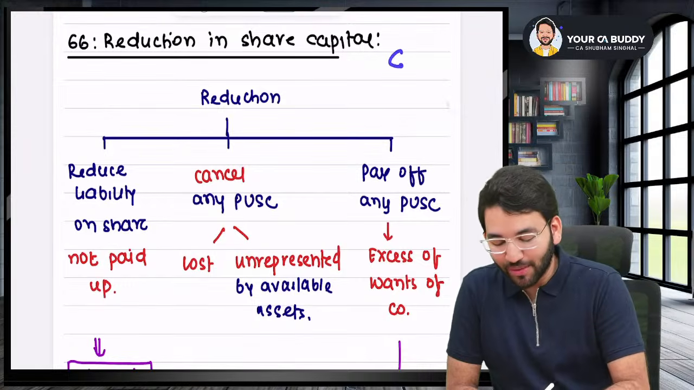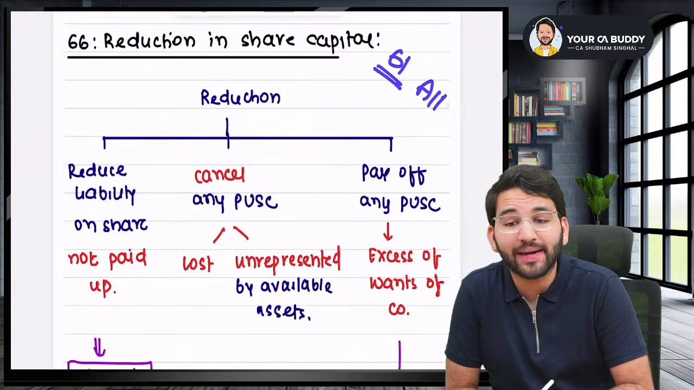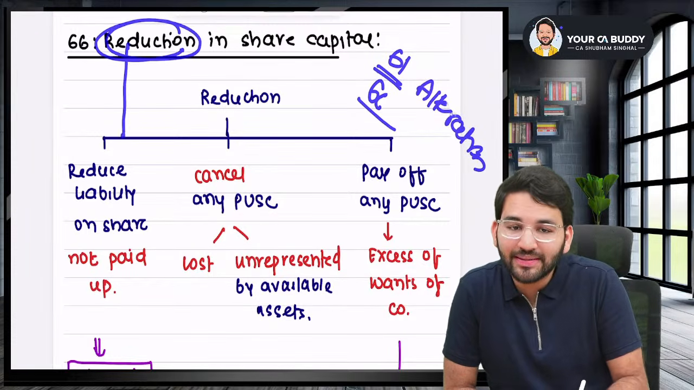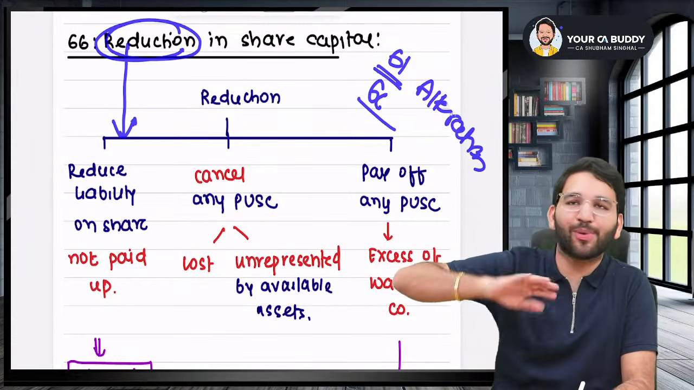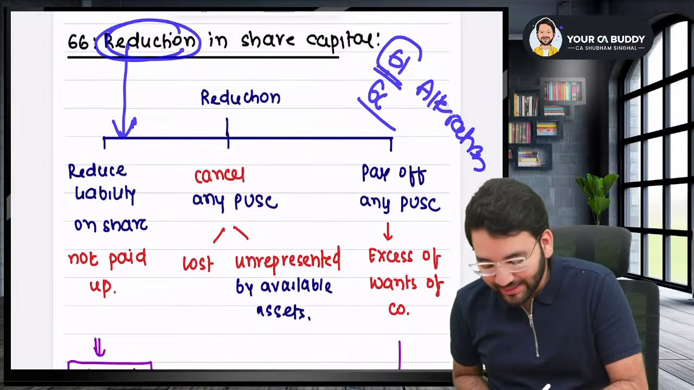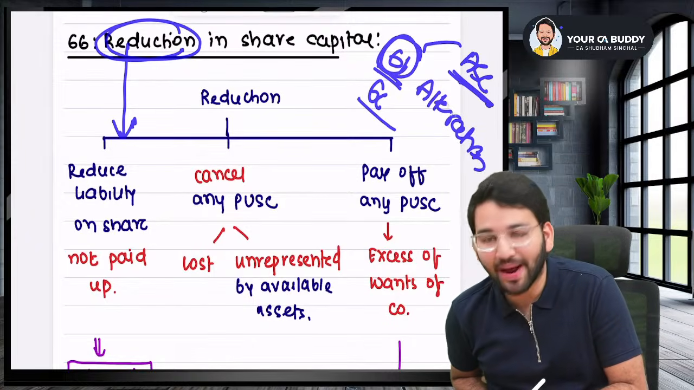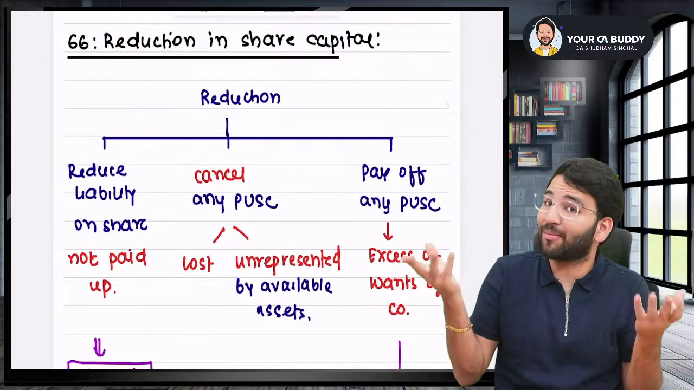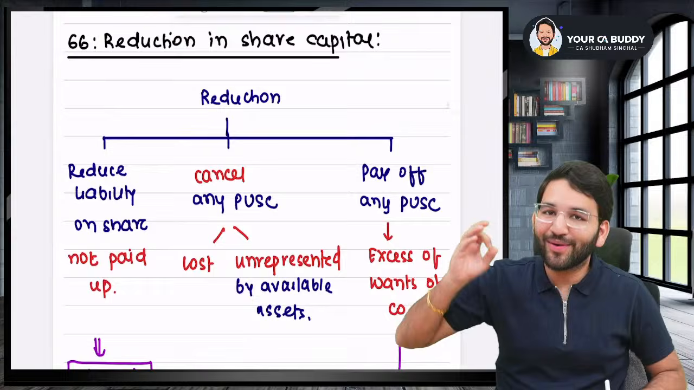In section number 61, we were talking about alteration. Here in 66, we are talking about reduction. That is, only one thing will happen: it will reduce. It will not increase. Number two, in section number 61, we were talking about authorized share capital. Here we are not necessarily talking about authorized share capital. We could be talking about something else also.